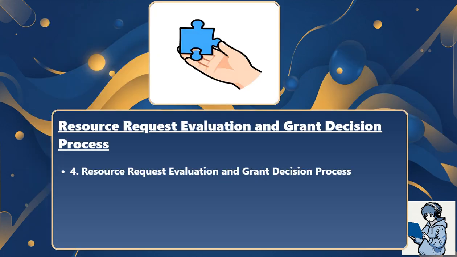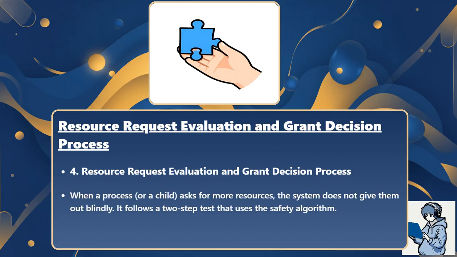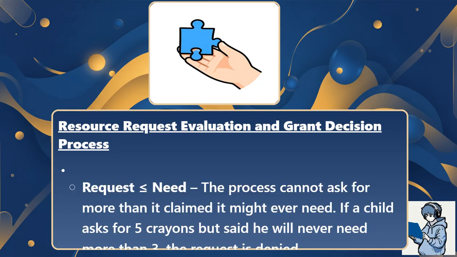4. Resource request evaluation and grant decision process. When a process or child asks for more resources, the system does not give them out blindly. It follows a two-step test that uses the safety algorithm. Step 1: Basic feasibility checks. Request less than or equal to need. The process cannot ask for more than it claimed it might ever need. If a child asks for 5 crayons but said he will never need more than 3, the request is denied.